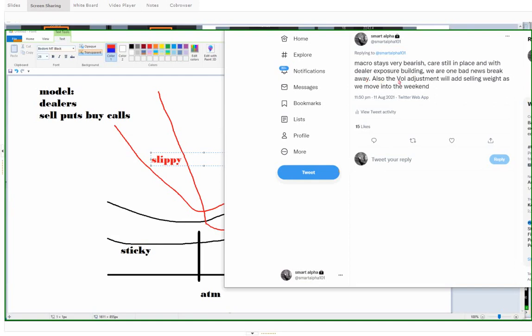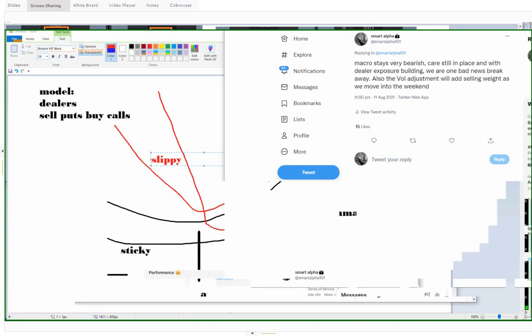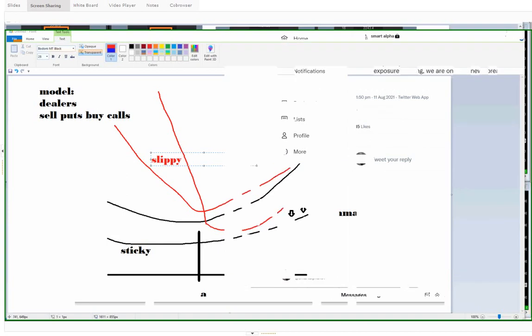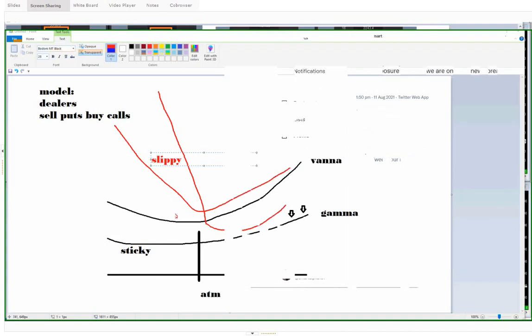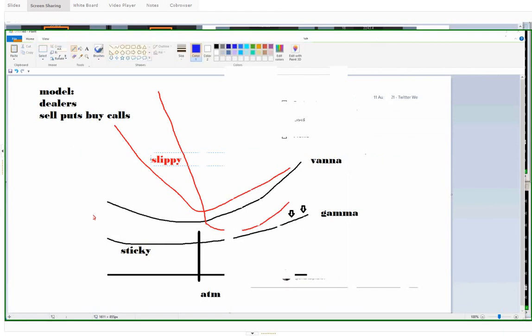Also, the volatility adjustment will add selling weight as we move into the weekend. Does this logic make sense, guys? As you start to add size into this, this gets slippier and slippier and slippier. This rotation away from these areas starts to catch people out. As that goes up, it starts to catch people out on this downside. It becomes a more aggressive sell-off, doesn't it?